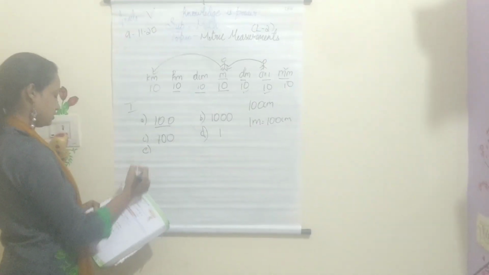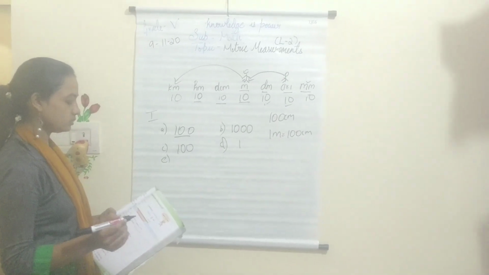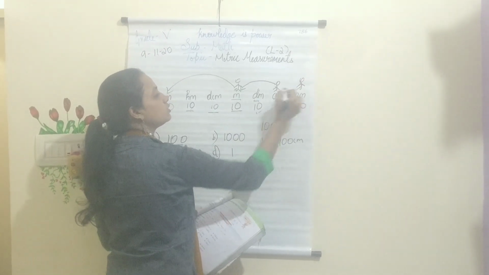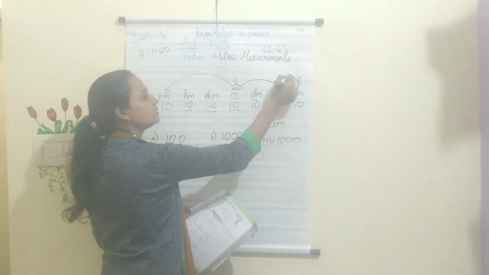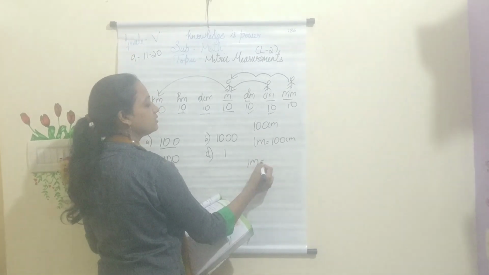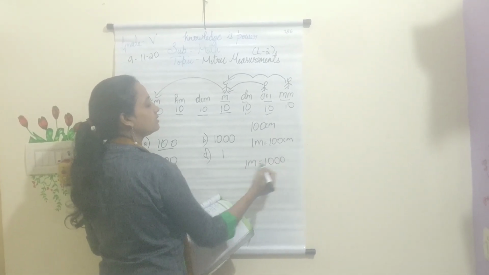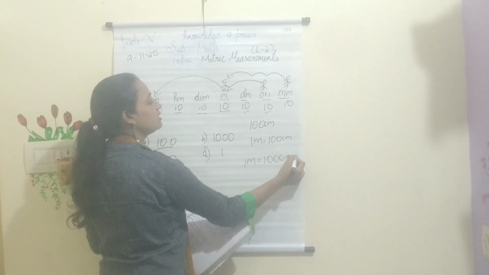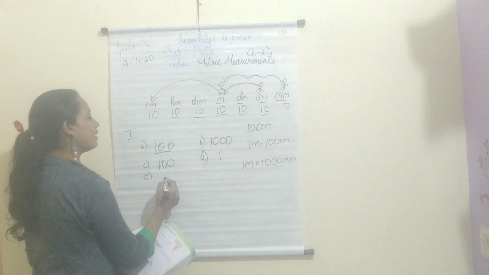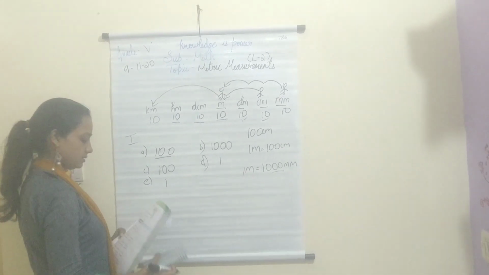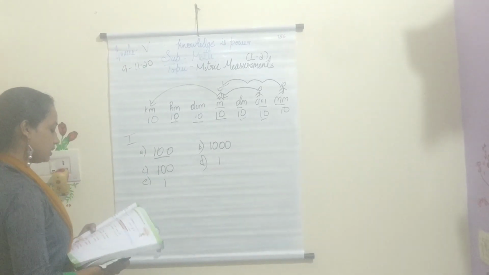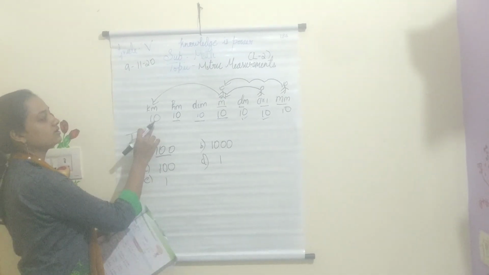E, 1000 millimeters is equal to dash meters. See here, I am standing in millimeters. So if I have to go to meters, how many jumps? 1, 2, 3 jumps. Sorry, 1 meter is equal to 1000 millimeters. So 1000 millimeters is equal to 1 meter. So now let's go for the second one. Convert kilometers into meters.